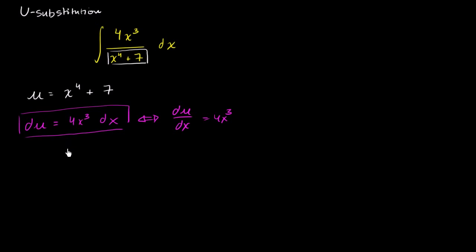And the reason why this is useful, I'll just rewrite it up here so that it becomes pretty obvious. Our original integral we can rewrite as 4x to the third dx over x to the fourth plus 7. And then it's pretty clear what's du and what's u. U, which we set to be equal to x to the fourth plus 7, and then du is equal to 4x to the third dx. We saw it right over here.